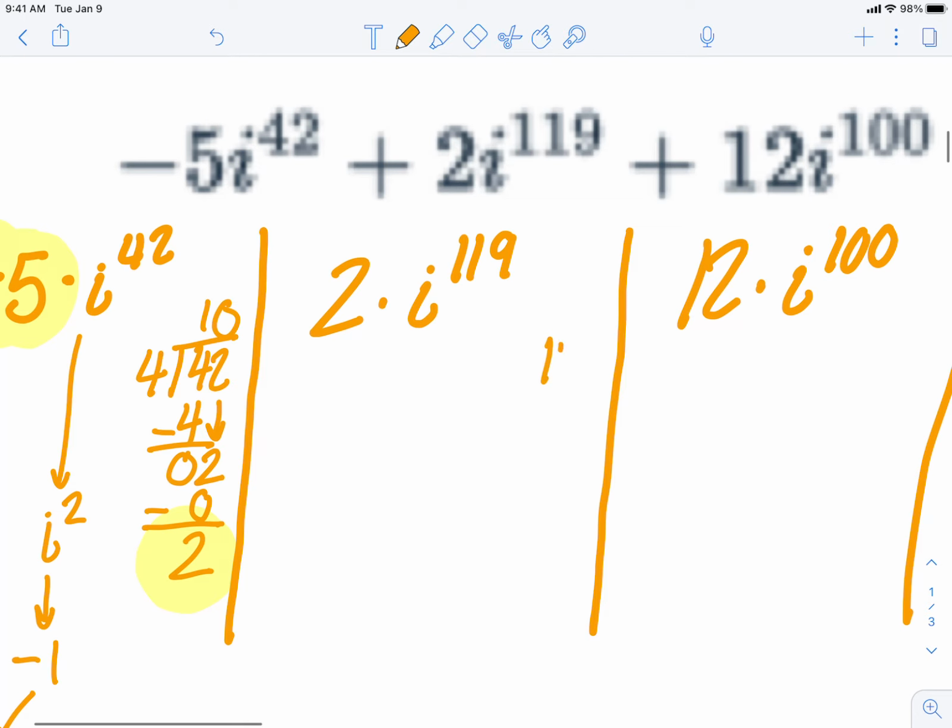119, right? So I'm going to take 119 and I'm going to divide it by 4.